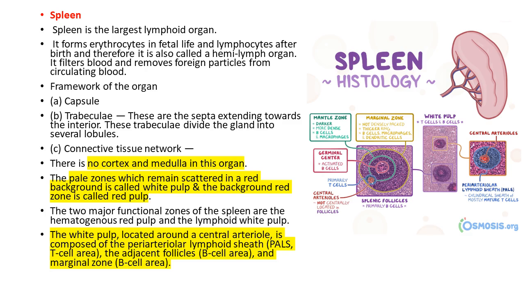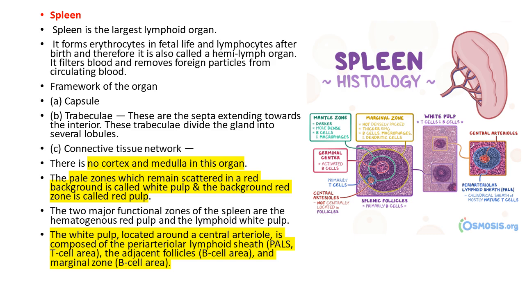Spleen. Spleen is the largest lymphoid organ. It forms erythrocytes in fetal life and lymphocytes after birth, and therefore it is also called a hemolymph organ. It filters blood and removes foreign particles from circulating blood. Framework of the organ. A. Capsule. B. Trabeculae. These are the septa extending towards the interior.